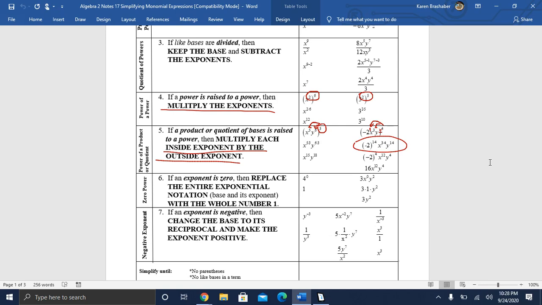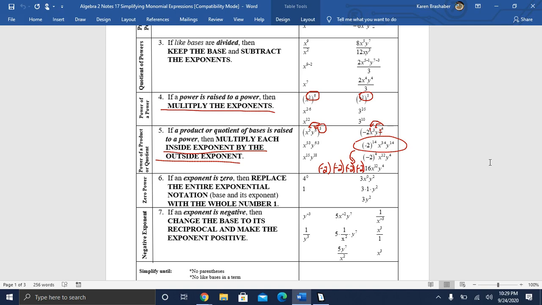And negative 2, I might just point out, to the 4th power means negative 2 times negative 2 times negative 2. So notice that I'm putting it in parentheses, times negative 2 times negative 2. Something to the 4th power means I'm taking it times itself 4 times. So negative 2 times negative 2 is positive 4. That answer times negative 2 is negative 8. And that answer times negative 2 is positive 16.